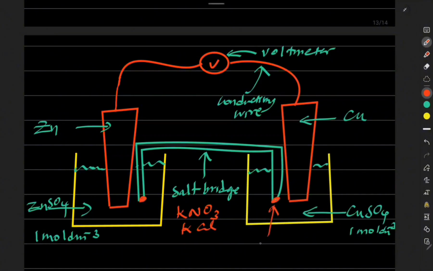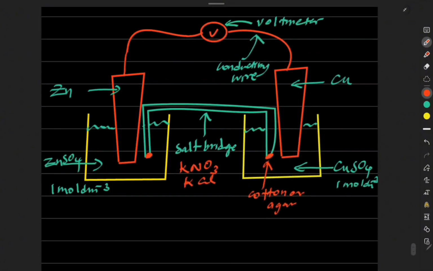Let's write it down. Cotton or agar. This is the electrochemical cell. There will be a potential gradient between the electrolytes. Electrolyte means the liquid present inside the electrode.